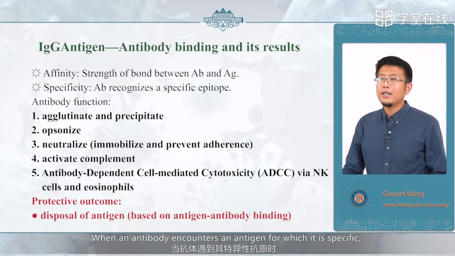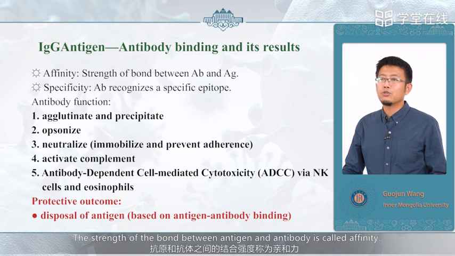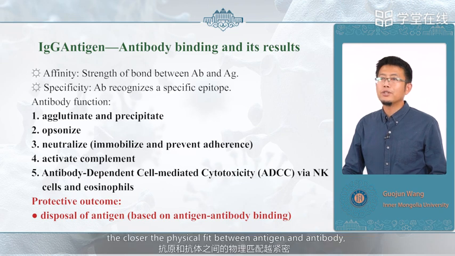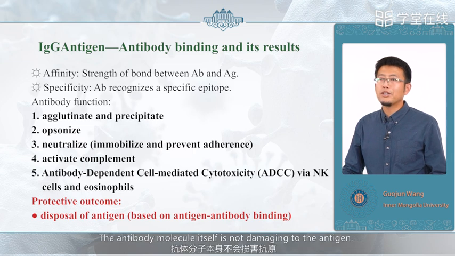When an antibody encounters an antigen for which it is specific, their binding forms an antigen-antibody complex. The strength of the bond between antigen and antibody is called affinity. In general, the closer the physical fit between antigen and antibody, the higher the affinity. Specificity: an antibody recognizes a specific epitope. The antibody molecule itself is not damaging to the antigen.